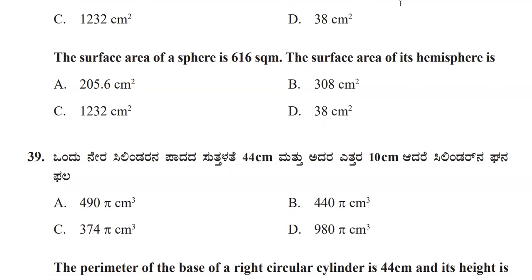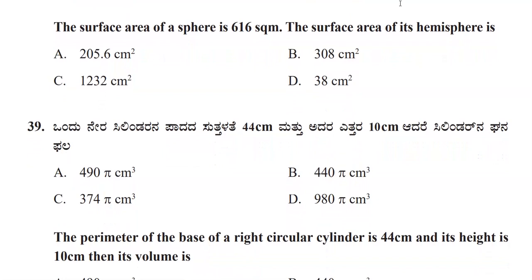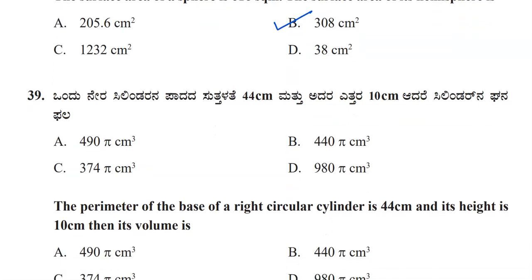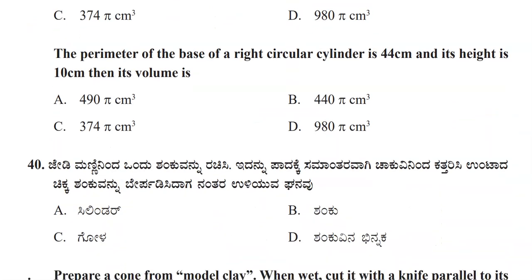Question number 38. The surface area of a sphere is 616 square meter. The surface area of the hemisphere is. The correct answer is option B, 308 centimeter square. My dear students, here it is not meter, it should be centimeter. You can just slightly change this SI unit here.